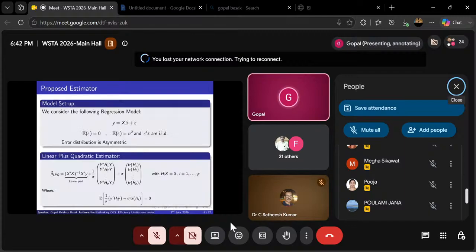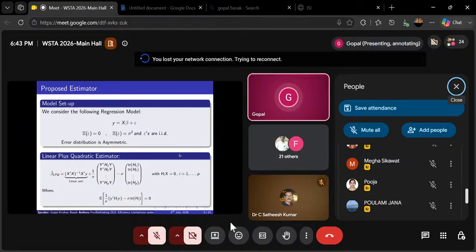So the model setup is basically the good old setup, the regression model y equals X beta plus epsilon. Epsilon here is the random error with the expectation of epsilon being 0, but it can be asymmetric. The variance is finite, and we can assume higher order moments also. The epsilons are assumed to be IID for the time being. We will probably not talk about anything else at this moment in this talk.